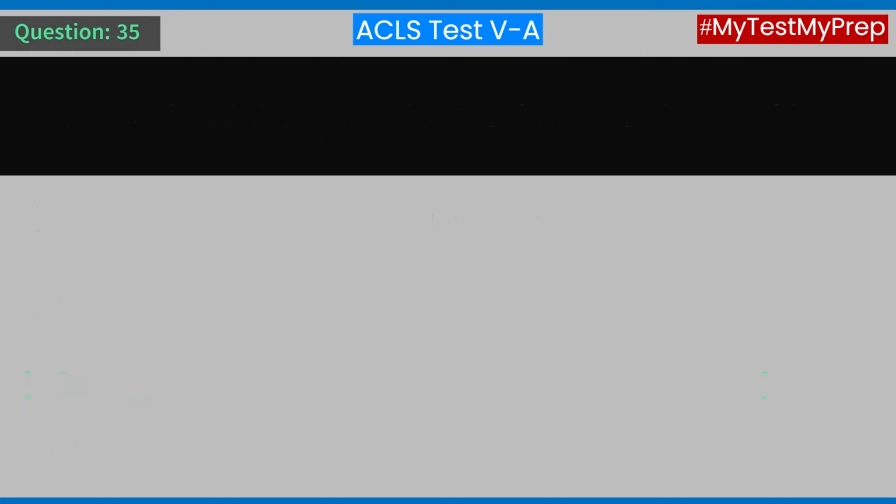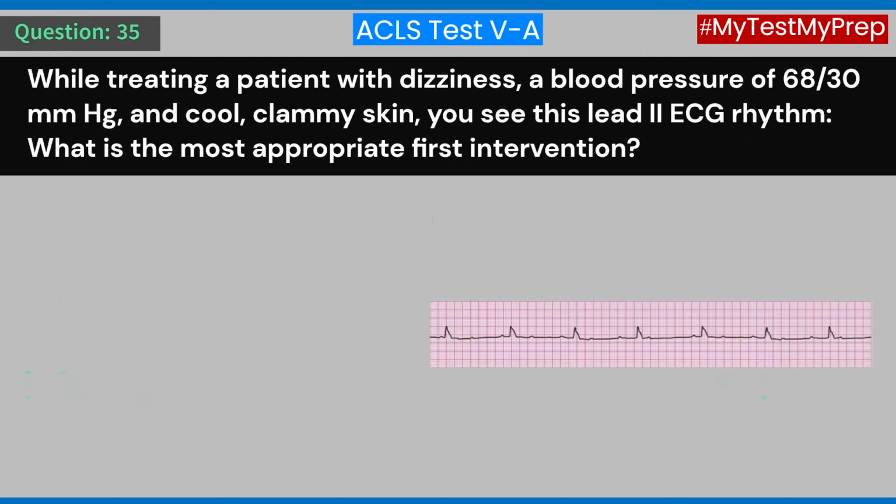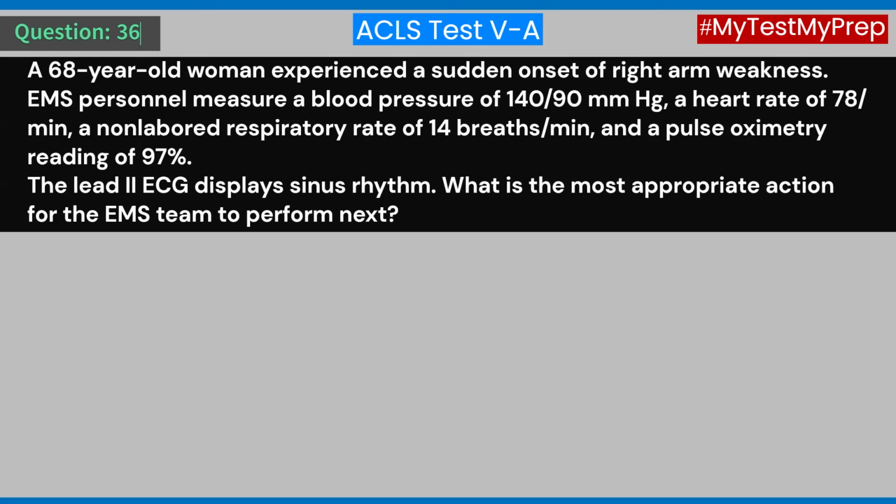Question 35. While treating a patient with dizziness, a blood pressure of 68/30 mmHg, and cool, clammy skin, you see this lead 2 ECG rhythm. What is the most appropriate first intervention? A. Aspirin. B. Atropine. C. Lidocaine. D. Nitroglycerin. Answer B. Atropine.